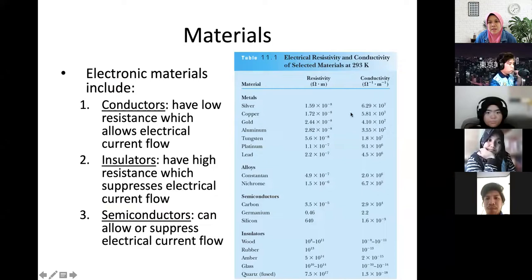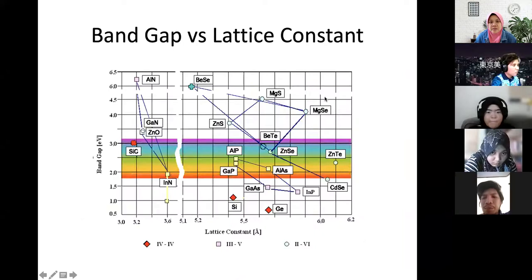Okay, so now we talk about before: conductors, insulators and semiconductors. The difference is in the conductivity and resistivity. So semiconductor is always in between. If you dope the semiconductor, the conductivity will increase. Resistivity will decrease. Yeah.